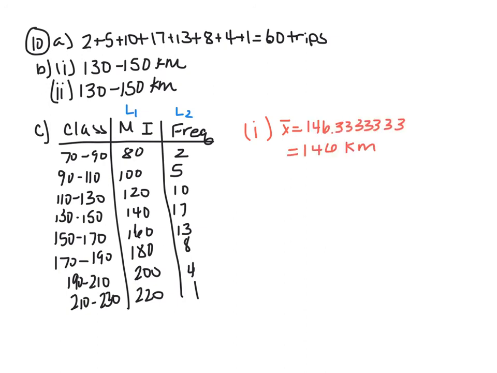So when you do so, you end up with 146.33333333, which if you round it to three significant figures would be 146 kilometers. So remember, you can either leave it exactly how your calculator writes it or write it in 3 sig figs. Similarly, with the standard deviation, you end up with 30.43937508, which you can either leave that way or round to 3 significant figures, which would be 30.4 kilometers.